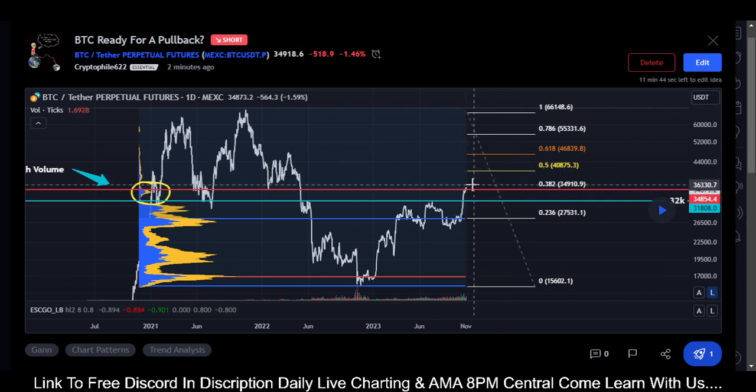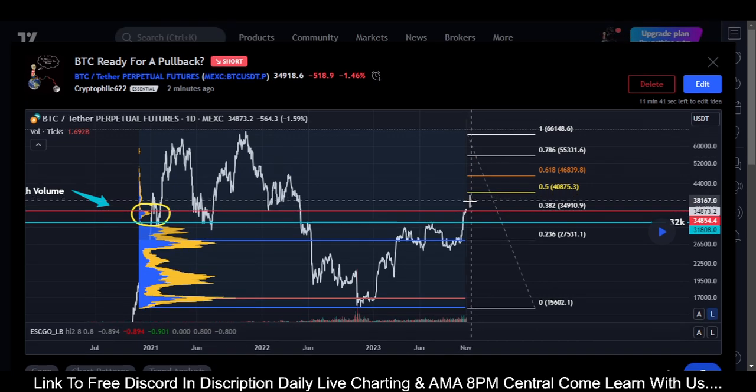I do think that we will get there, but am currently targeting a pullback to kind of fill in some of this gap here, as we have hit this high time frame resistance. This was support previously, so we would expect it at some point in time to become resistance, and the only time prices really come back to it is now.